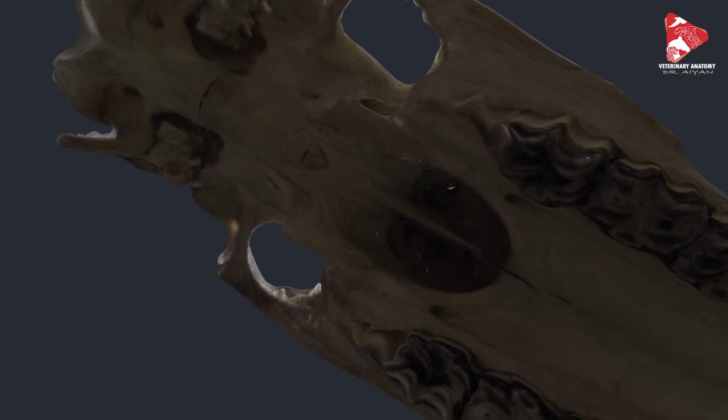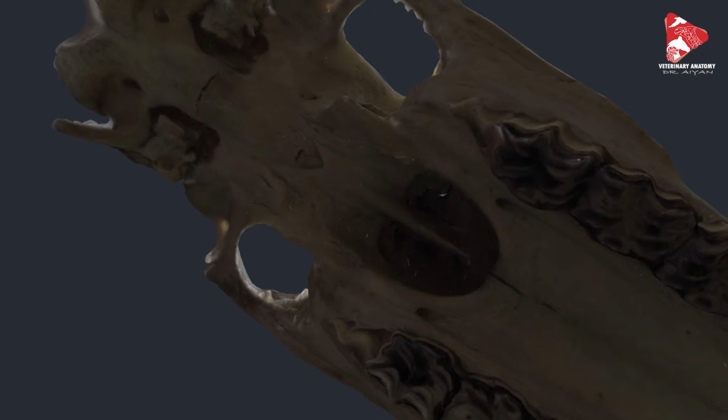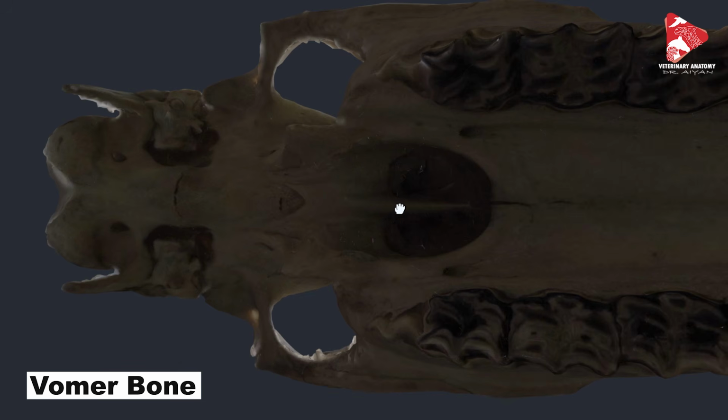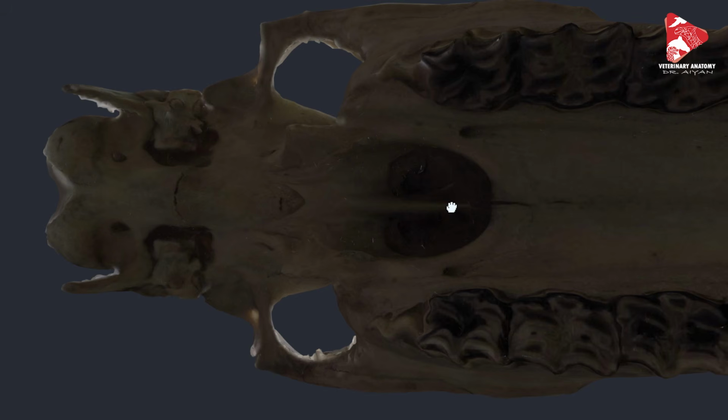Before we go forward and talk about the different features of the other bones, I will finally mention this bone here called the vomer, which extends inside the nasal cavity all the way forward. We will try to see it inside the nasal cavity later. So these are the bones of the skull in general.